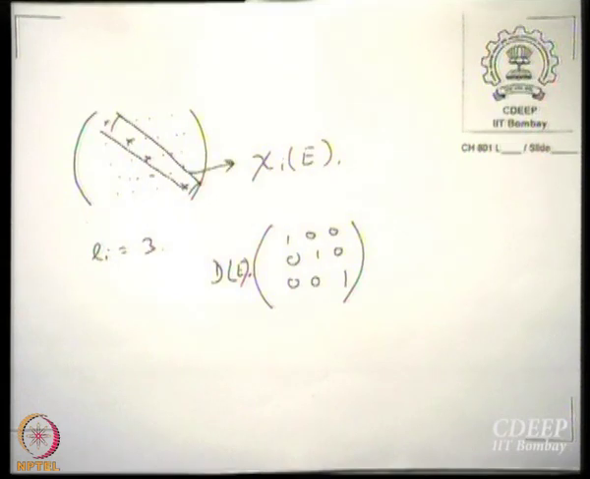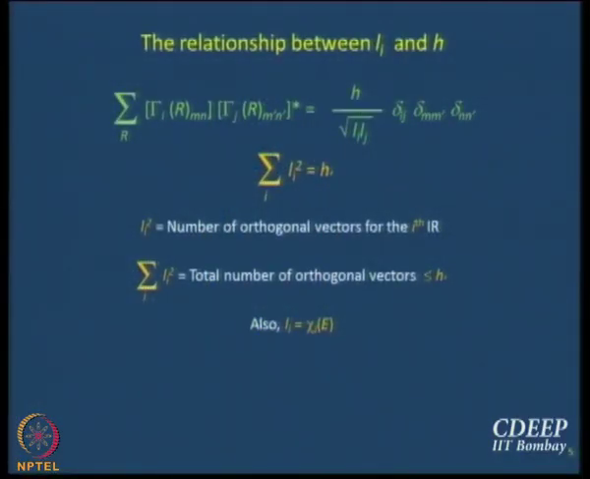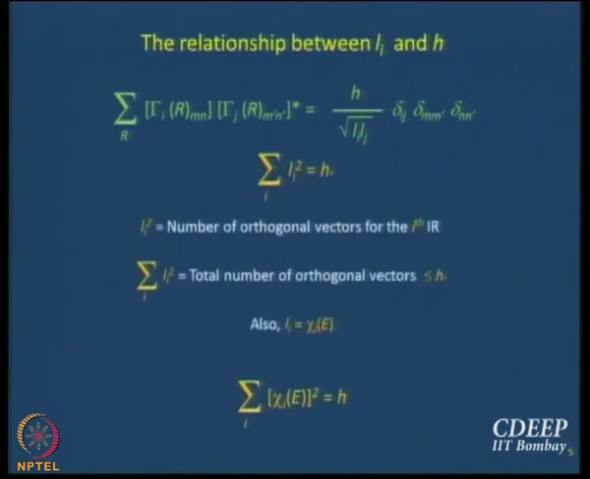So if Li is equal to chi i E, then what can I write? You already know this relationship, sum over i of Li square equal to H, so just substitute there. Very simple, right? Sum over i of chi i E square equal to H, fine. So that is our working relationship number 1. Number 2, this was the relationship between the dimensionality and order.